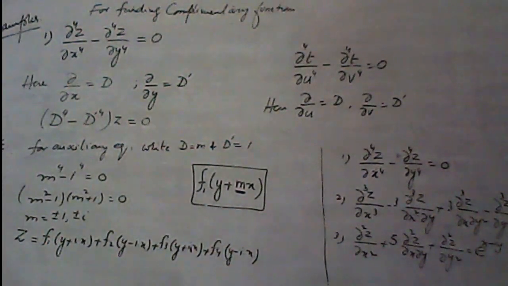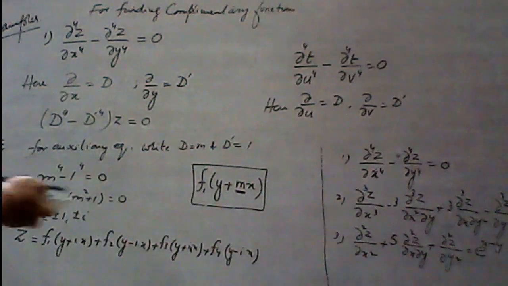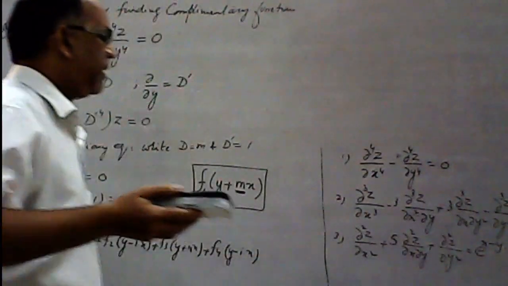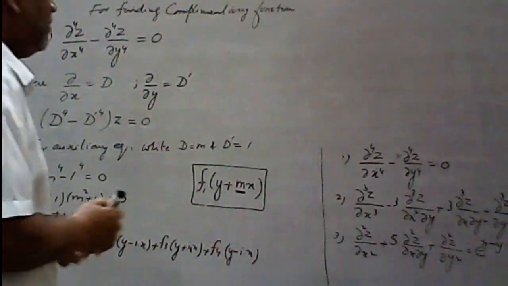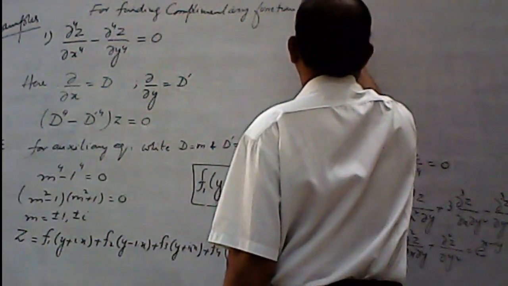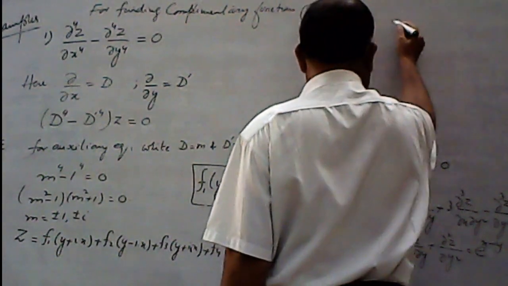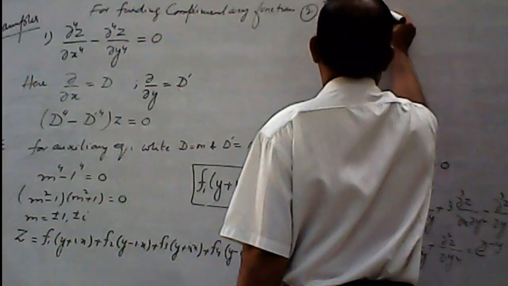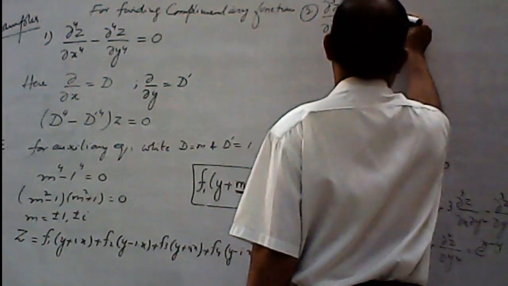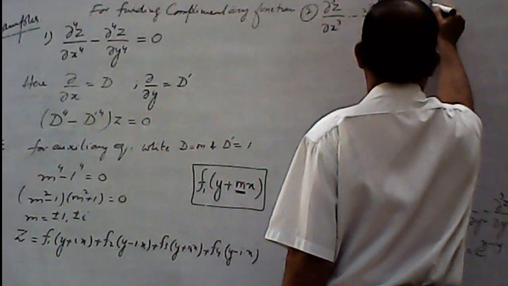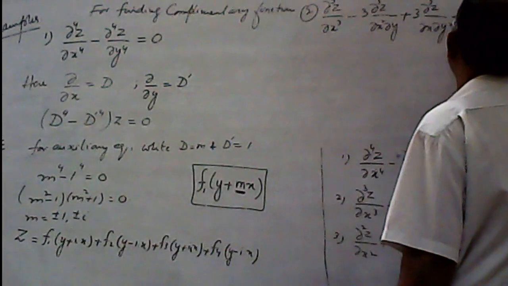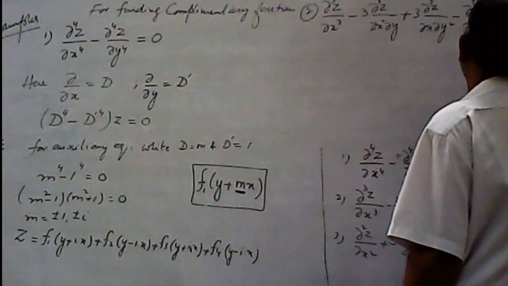Now I am solving another example. Now I am considering example number 2. Let's say the second example is partial^3 z over partial x cube minus 3 partial^3 z over partial x square partial y plus 3 partial^3 z over partial x partial y square minus partial^3 z over partial y cube equal to 0.